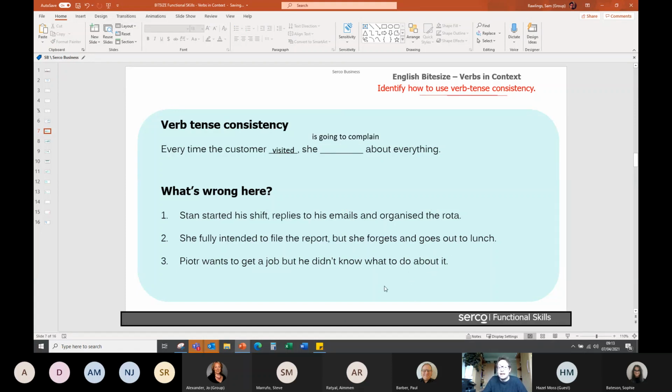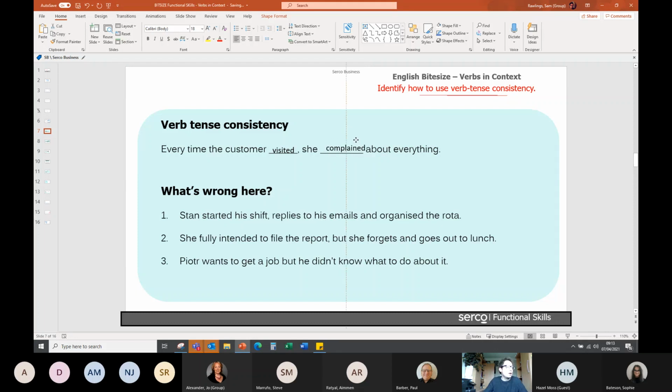No, it doesn't. Exactly. So you can see that's quite confusing because I've got the past tense and then I jump to the future tense, and that doesn't really make sense. So what would I put in this gap, or what could I put in this gap? Exactly, yeah.